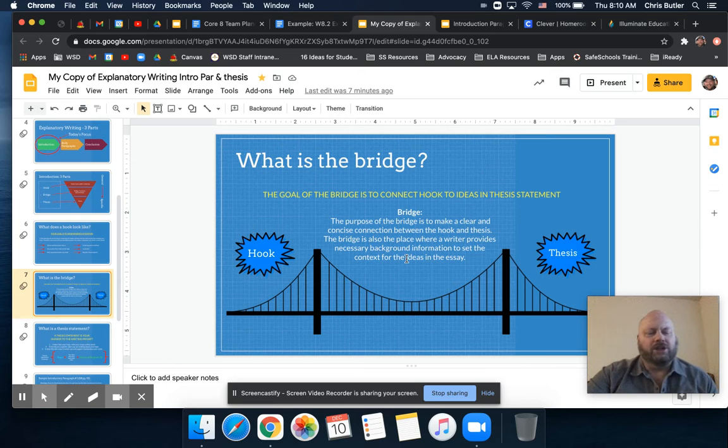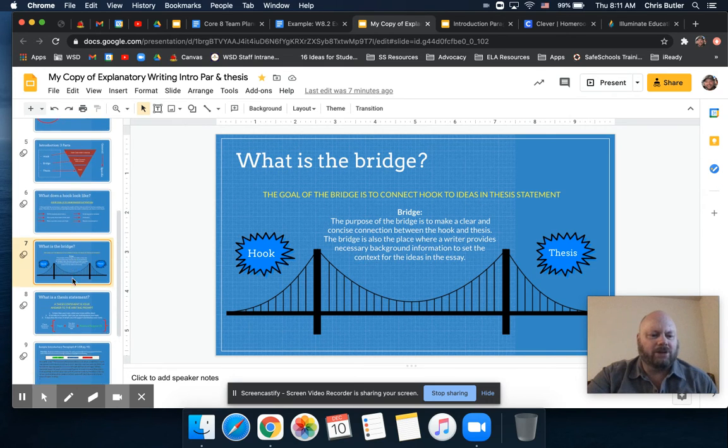So the bridge, like I said, connects the hook to the thesis statement. So it connects those two ideas. It's basically to make a clear and concise connection between the hook and the thesis. It's also a place where you, as the writer, can provide background information to set the context for the ideas in the essay. You can introduce topics that you're going to talk about. Okay. This is just a visual representation of the hook to the thesis, with the bridge connecting these two aspects of the introduction paragraph.